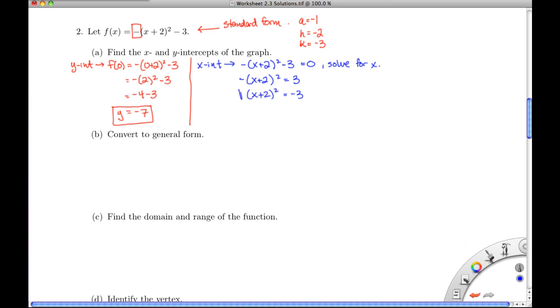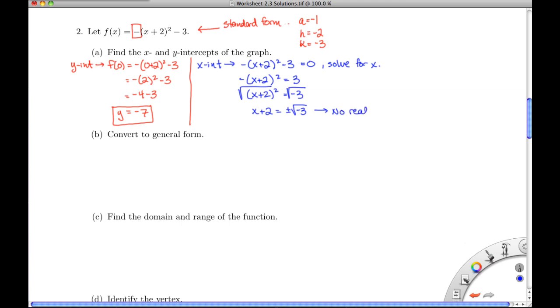So if I take the square root of this side and the square root of this side, I get x plus 2 is equal to plus or minus the square root of negative 3. Now this should not sit well with you, because we know that in terms of real numbers, we can't take the square root of a negative, or the even root of a negative number. So what we see here is there's actually no real solutions.